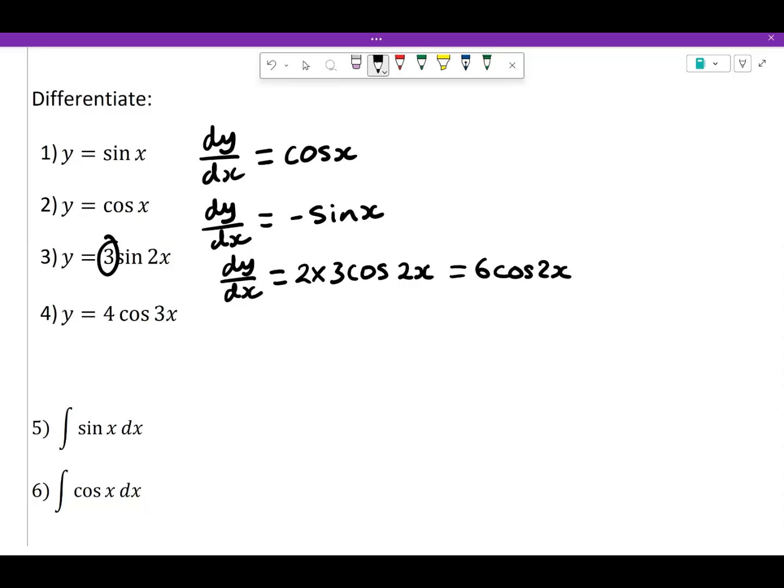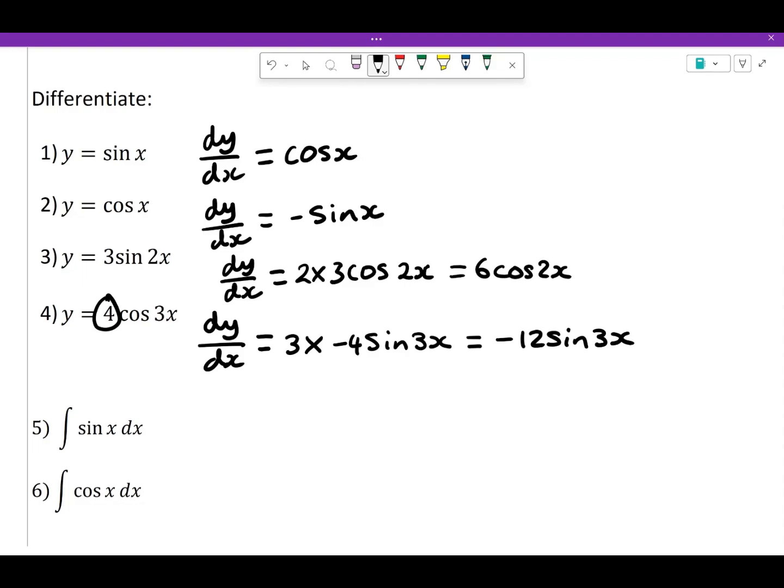Let's consider the final one. So y equals 4 cos 3x. Well, dy by dx would be equal to, and the cos would become a negative sine. The angle stays the same, so we're going to keep the 3x in there. The initial 4 is still going to be multiplying, so I'm actually going to move this negative sign and make it a -4. And we need to differentiate our angle, which gives us 3, and we need to multiply by 3. So I would get -12 sine 3x as my final answer.